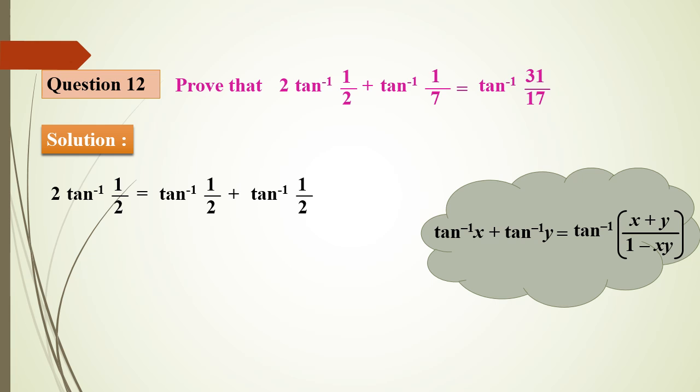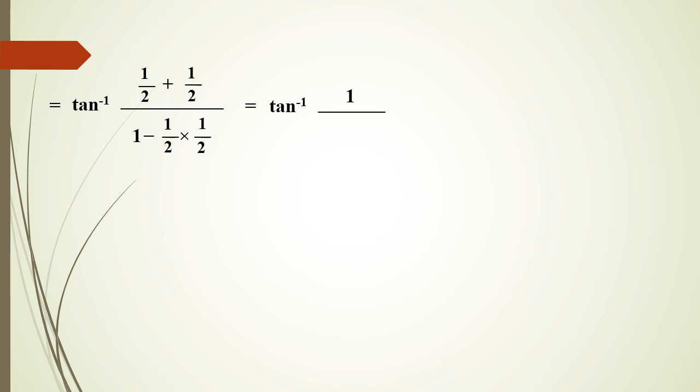So apply the property tan inverse x plus tan inverse y equals tan inverse of (x plus y) divided by (1 minus xy). So now tan inverse of (1 by 2 plus 1 by 2) divided by (1 minus 1 by 2 into 1 by 2). So it can be written as tan inverse of 1 divided by 1 minus 1 divided by 4. In the numerator, 2 plus 2 are 4, in the denominator 2 into 2 are 4. If you cancel 4 and 4, just 1 remains in the numerator, divided by 1 minus 1 divided by 4.